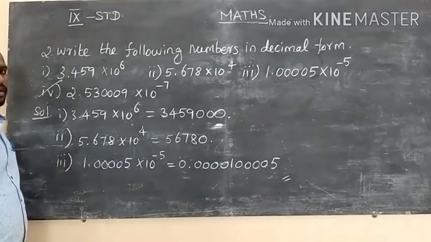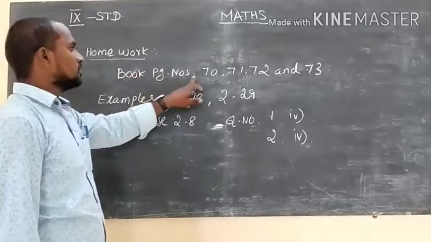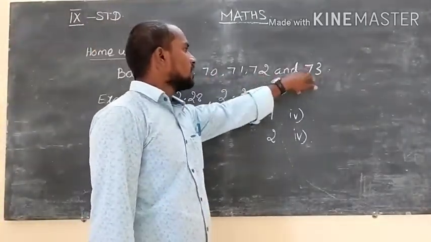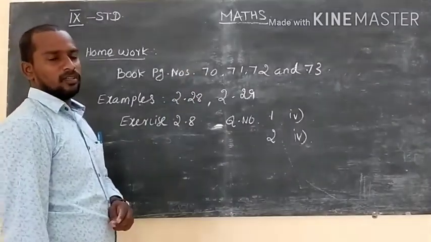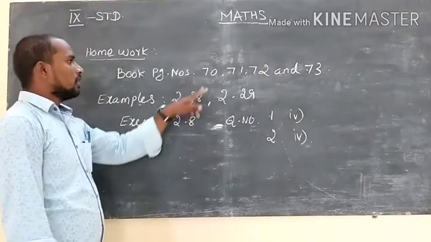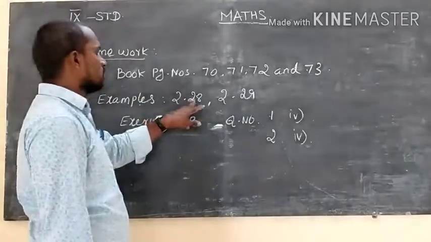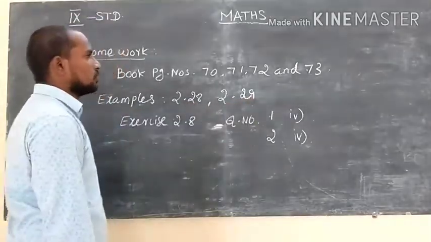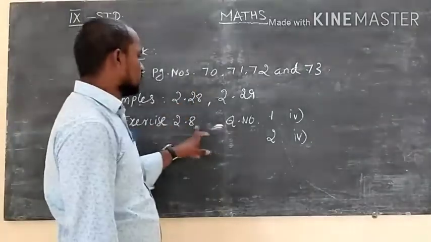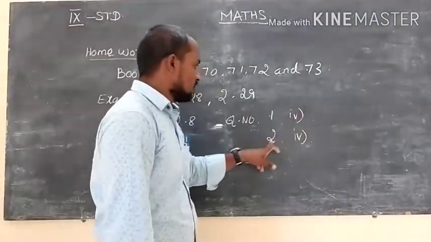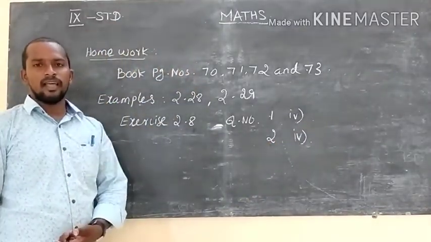The fourth question is the homework. Okay, dear students, today's homework: book page numbers 70, 71, 72 and 73. On page number 70 you have the conditions of scientific notation, 3 conditions. So I want you to write them. Then on pages 71 and 72 you have the examples 2.28 and 2.29, then 2 sums. Then on page 73 you have an exercise 2.8: question number 1, fourth subdivision, question number 2, fourth solution. That's all today's homework. Do it well. Thank you. God bless you.